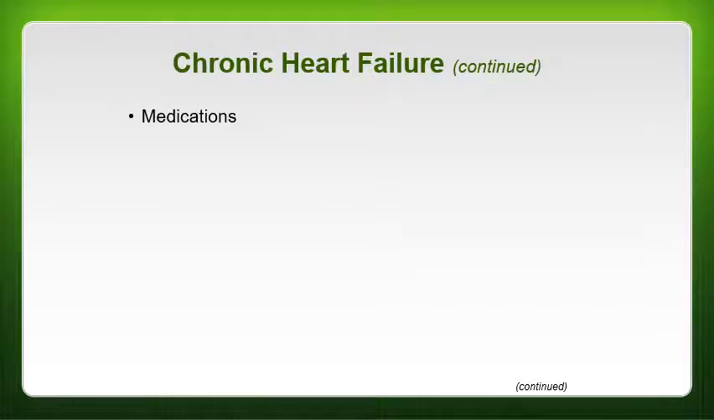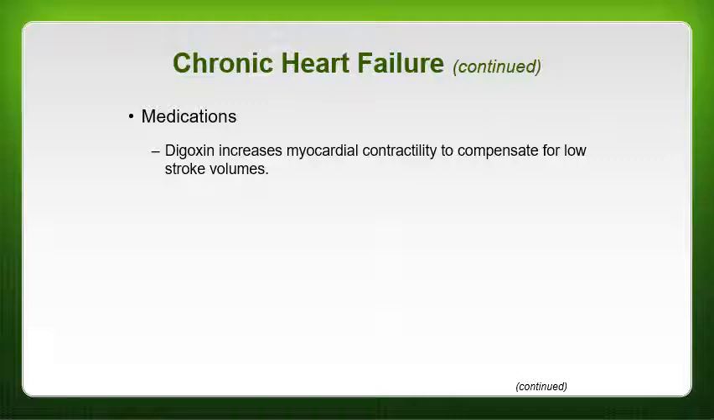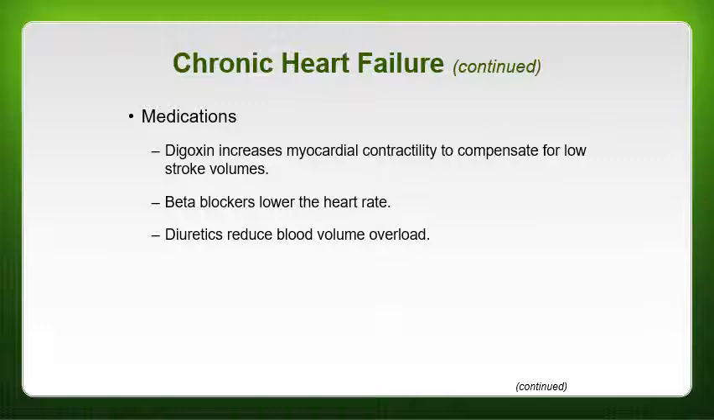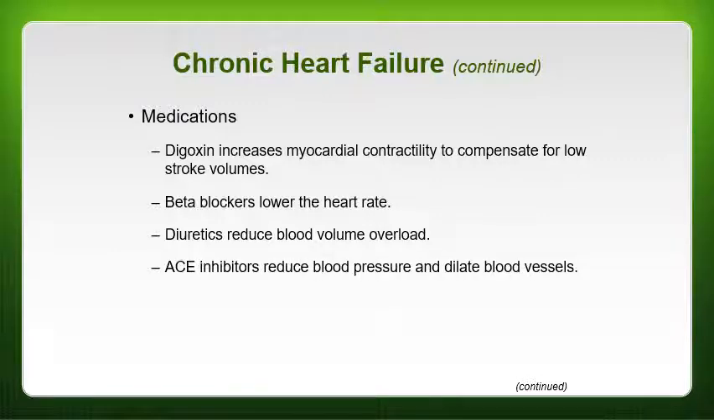If we look at medications, digoxin is a medication that will increase cardiac contractility. That could compensate for low stroke volume, so basically it'll help the myocardium contract. Beta blockers will lower the heart rate. Diuretics can be used to reduce blood volume overload. ACE inhibitors can reduce blood pressure. So we've talked about diuretics and ACE inhibitors, which have also been connected with managing blood pressure as well.